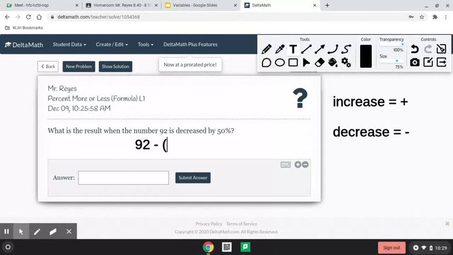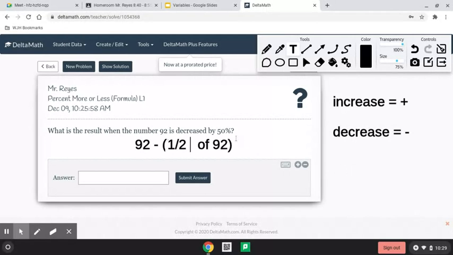From 92, we're going to subtract 50% of itself, of 92. Now, when you look at this, you might see 50% and say, okay, well, that's an easy percentage. I can change that to 1/2. If you can do that, and that's going to make it easier for you, please do. If you can switch between fraction, decimal, percentage, and put it to the way that makes it easiest for you, I encourage you to do that for this assignment.